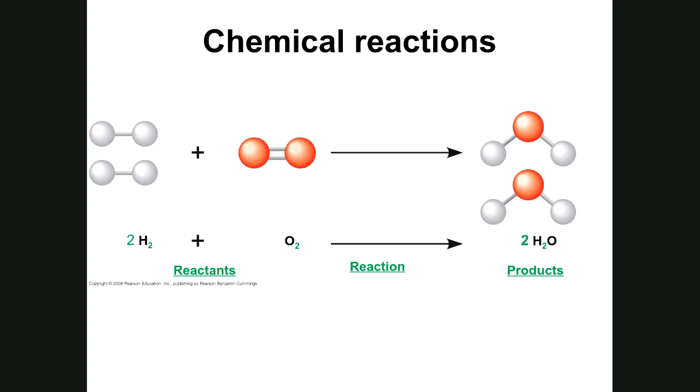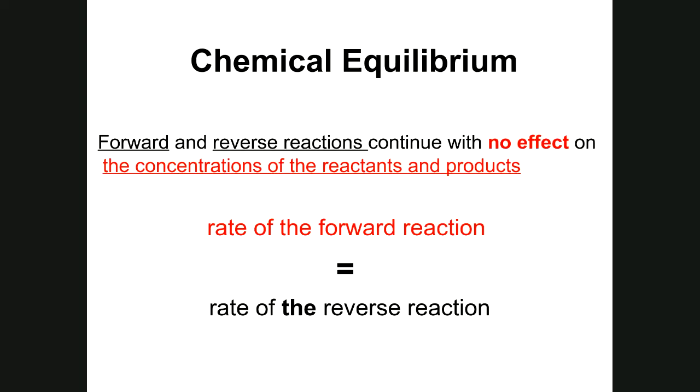If I start with 4 atoms of hydrogen and 2 atoms of oxygen, I end up having 4 and 2 as product. So it has to be balanced. The rate of the forward reaction equals the rate of the reverse reaction, with no effect on the concentration of the reactants and the product.